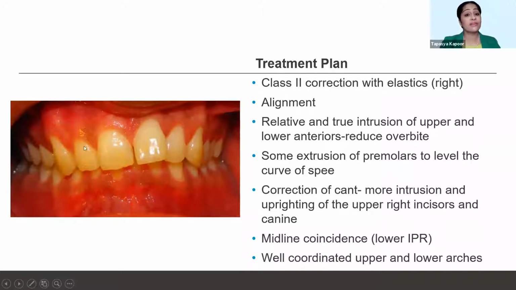Now, in this patient, the cant is also towards the right side. I would be very scared to give unilateral elastics in a patient like this, but we gave it and it worked. And it did not make the cant worse.